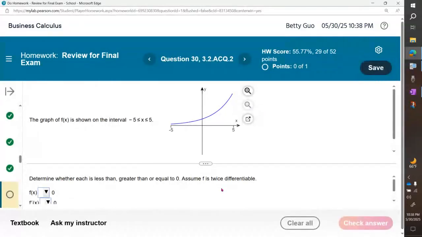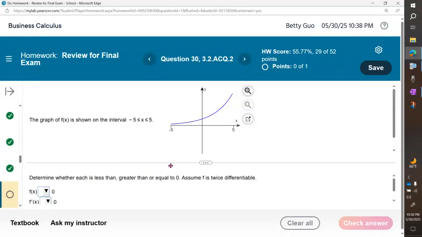Okay, next question. Question number 30. We are given a graph. The corresponding function is shown on an interval from negative 5 to 5. Determine whether each is less than, greater than, or equal to 0.